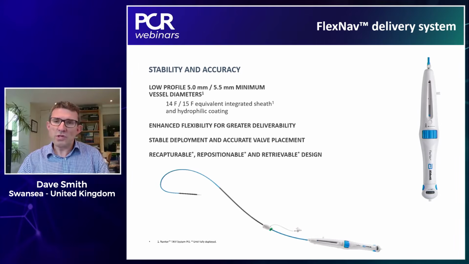So this is the FlexNav system that we've seen in Europe now for a few years, and indeed in Australia as well. And this is the system from Abbott on which the Navitor valve is mounted, and it's allowing low profile down to 5mm vessel diameters, 14 French equivalent into sheath size. It's also got a very deliverable, flexible valve capsule, and that means that the whole valve capsule and delivery system complex are highly deliverable.